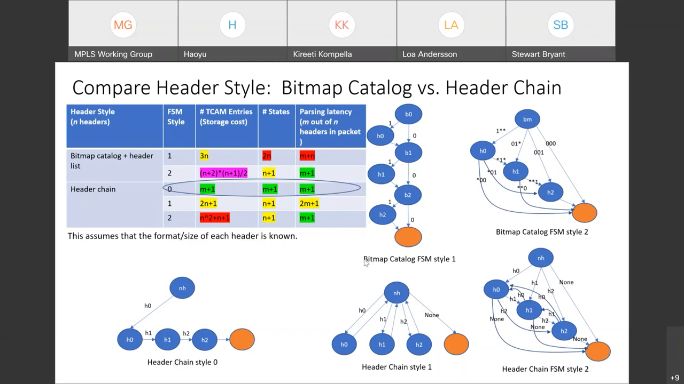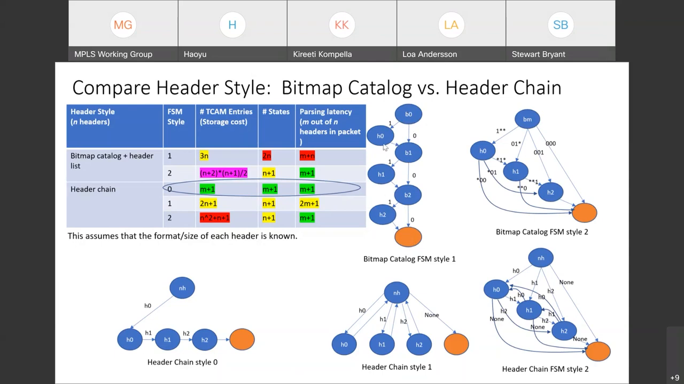So let's take a close look at the bitmap catalog finite state machine style 1. In this figure, based on the bitmap, we first need to examine the first bit. If the first bit is 1, we go to the state H0 to process that header. And then we need to examine the second bit. You can see B0 has 2 branches: if the value of bit B0 is 0, we directly go to bit 1. So it follows this simple finite state machine structure, and finally all the headers will be parsed.